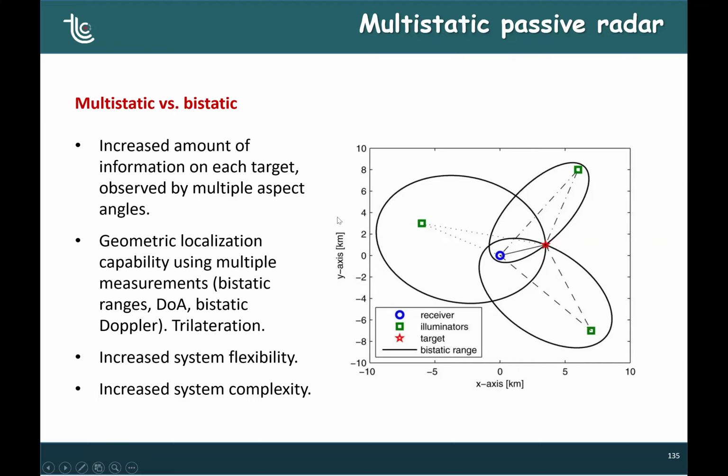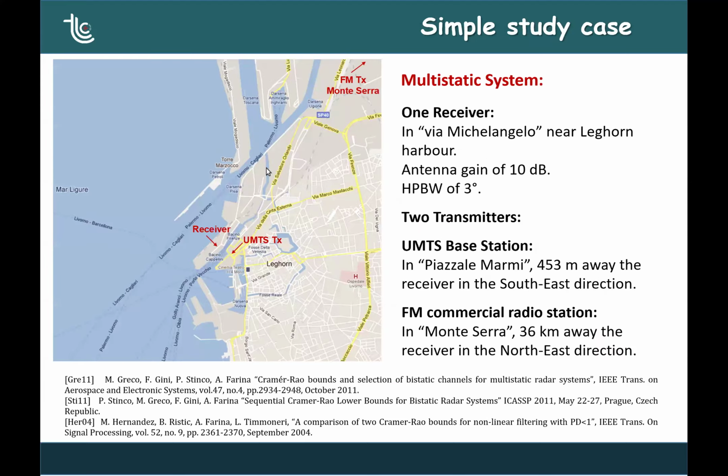Even though each passive channel has no good angular resolution, by putting together multiple channels, so a multi-static system, we can have a very precise estimate of the direction of arrival, so the angular position of the target. Now, let me show you in the next 20 minutes an example.